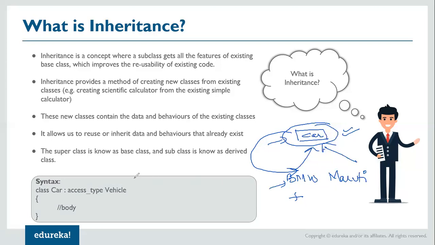This is the concept of inheritance, and syntactically this is how it looks. We will try it out with an example in some time. So you can say class, name of the class. Here you specify colon, then you specify access type and the name of the superclass. So this is a subclass and this is a superclass with respect to inheritance.